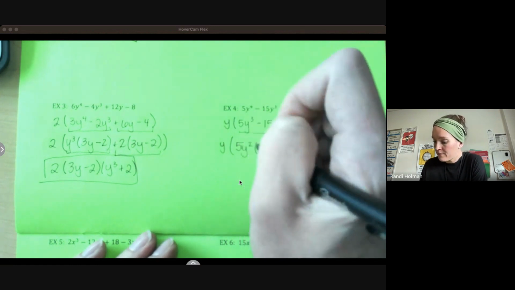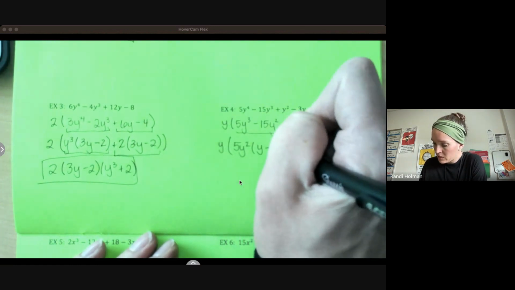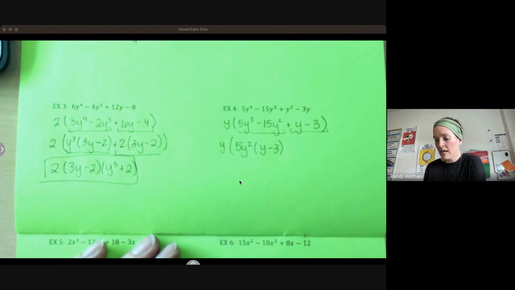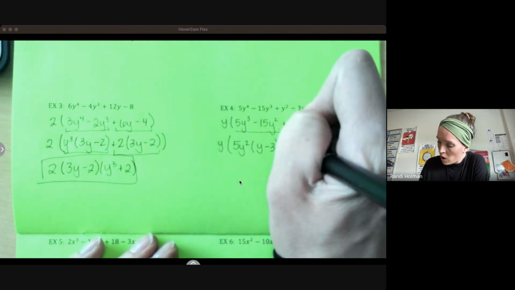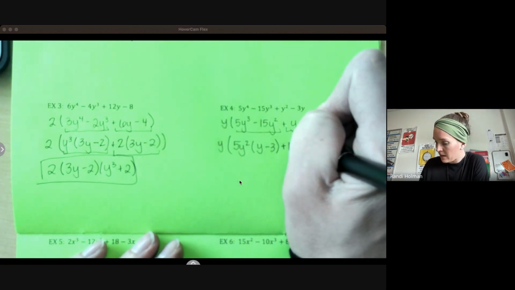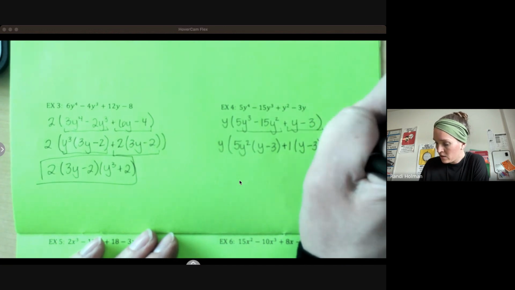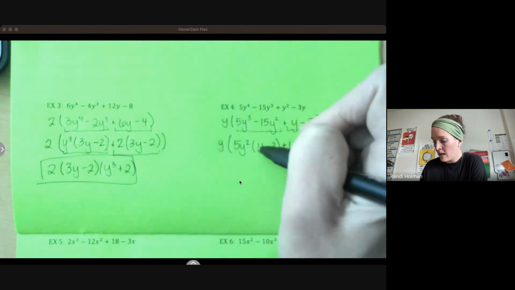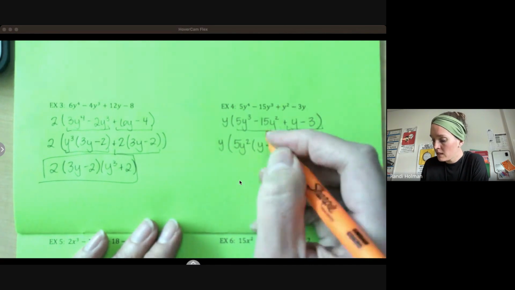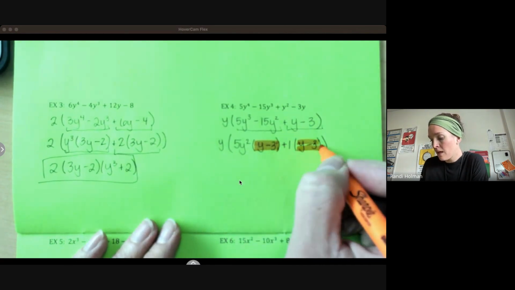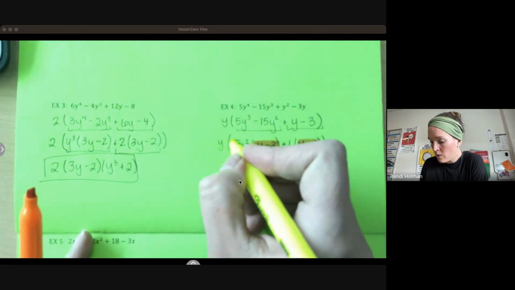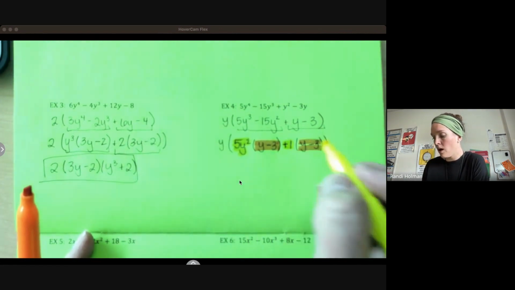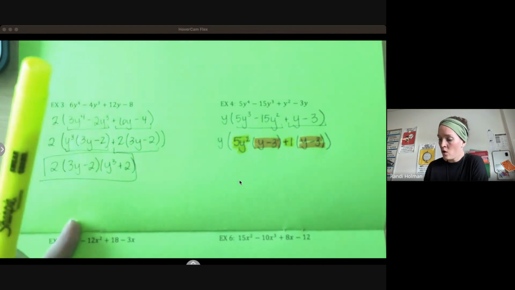And then we're left with y minus 3. This doesn't look like it has a greatest common factor, but I still want to factor something out. This already matches that. So we're going to factor out a 1 just so I can see that factor's there. Because now it's easier to see that they have this y minus 3 in common. And then my leftovers here are my 5y squared plus 1 once I divide out that y minus 3.